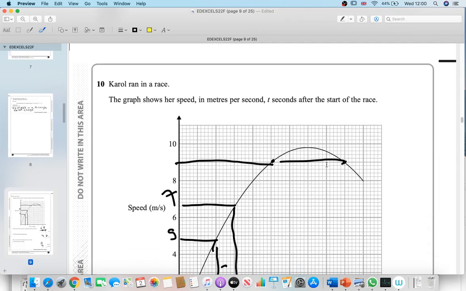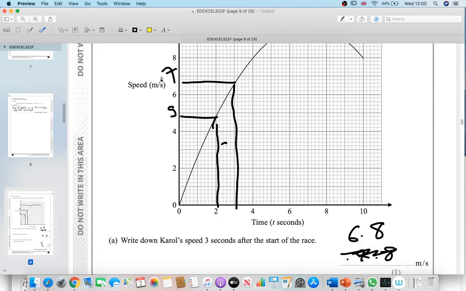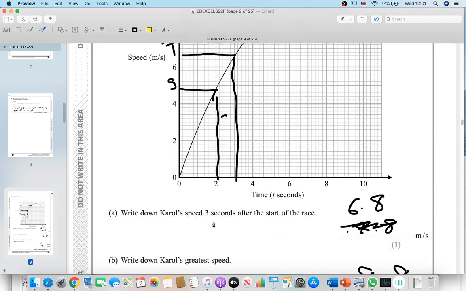Right, guys, question number 10. Carol ran in a race. The graph shows her speed in meters per second, t seconds after the start of the race. So we've got this here. Write down Carol's speed 3 seconds after the start of the race.